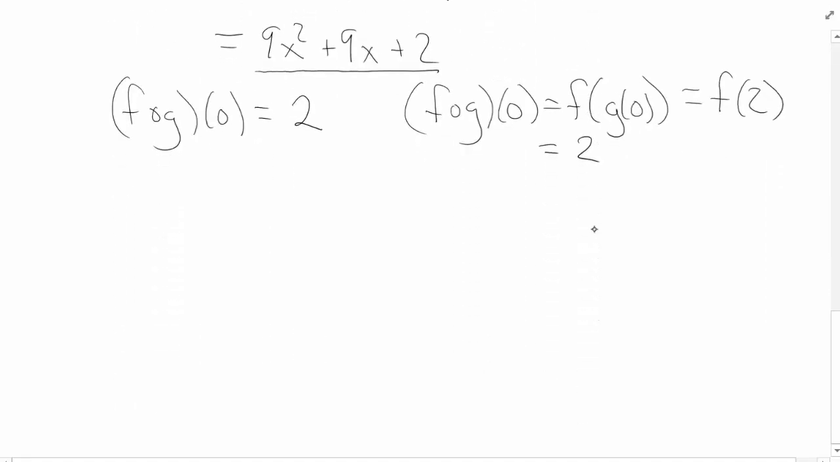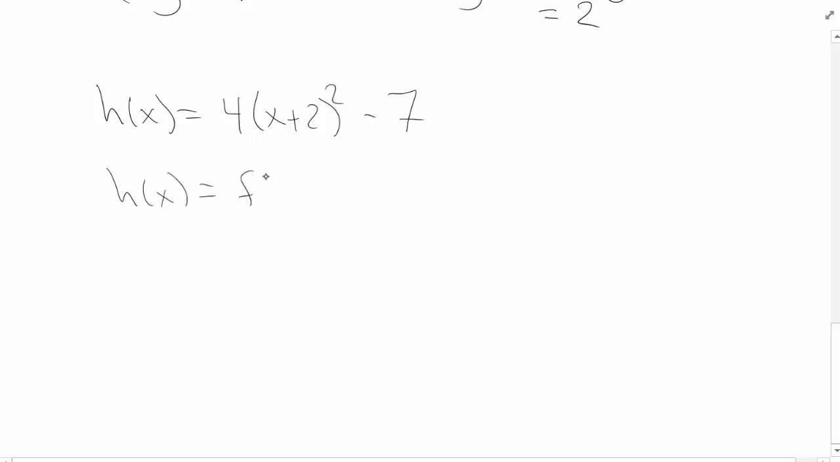You can also go the other way with composition in the sense that, let's say you're given h of x is equal to 4 times x plus 2 squared minus 7, and you would like to write h of x as a composition of 2 functions. This becomes very, very useful in calculus and other classes, which is why we talk about it in algebra.